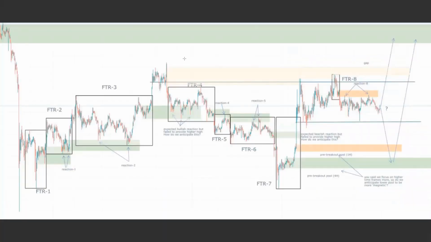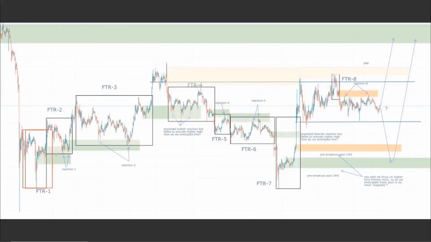This is Ethereum USD on FTX, which is a relatively new exchange. And I see you've just been tracking price here, marking out relevant structures. The first thing which I notice is that this here isn't technically an FTR.